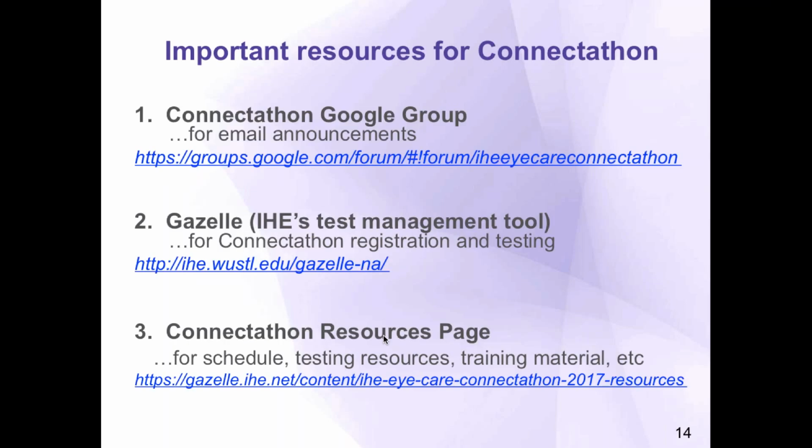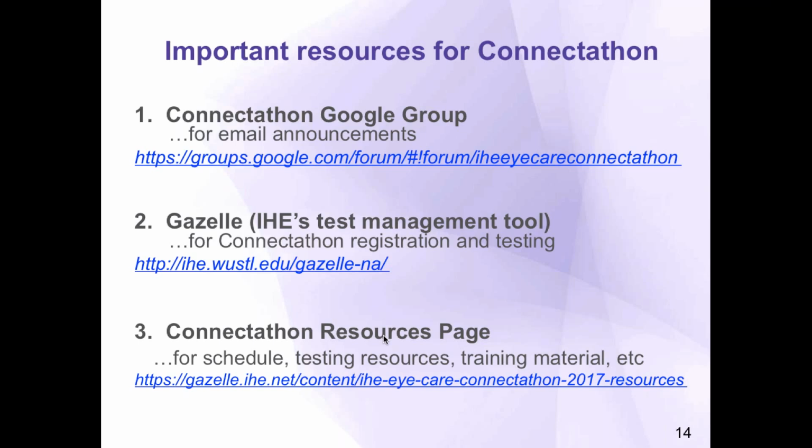In the interest of communication, one of my biggest challenges as a technical manager is to interact with you in a way that you can pay attention. And so we really have three mechanisms for keeping in touch with each other between now and the Connectathon. One is a Google group for email announcements. So when I send out reminders or share information about things that are going to happen between now and the Connectathon, we use a Connectathon Google group.